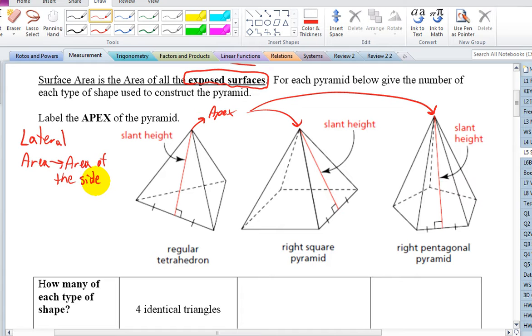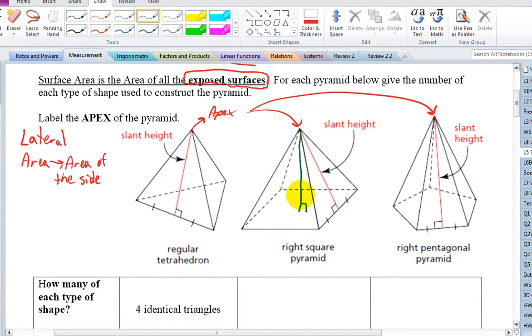Now, a couple things to note is we're not always going to give you the slant height. That'd be way too easy. You just use your calculator, boom, done. There'd be no thinking. It'd be like you barfed on the page. Kind of gross. So what we're going to give you is the height of the pyramid.